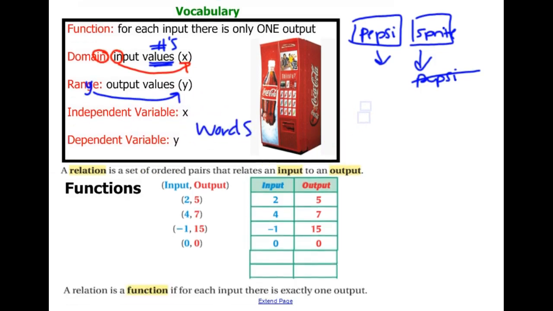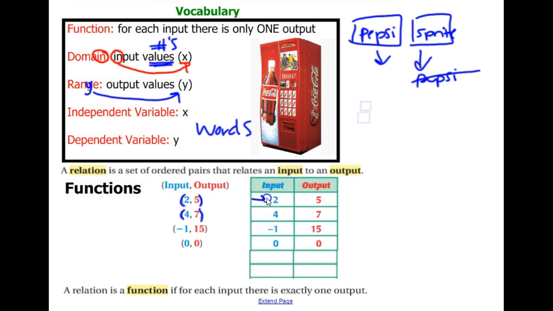So let's look down below here. This is a function. A relation is a set of ordered pairs that relates an input and an output. So here they have them as ordered pairs, 2, 5, 4, 7. Here's the same information in a table. So 2, 5, 4, 7, it's the same information, just showing you that there's multiple ways to show it.